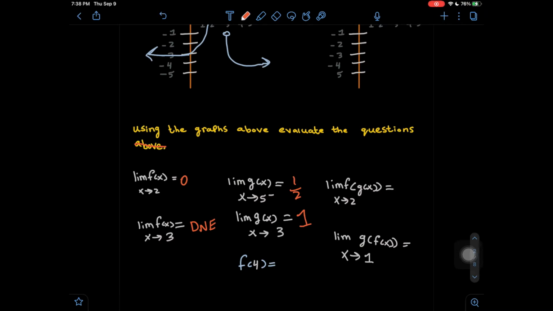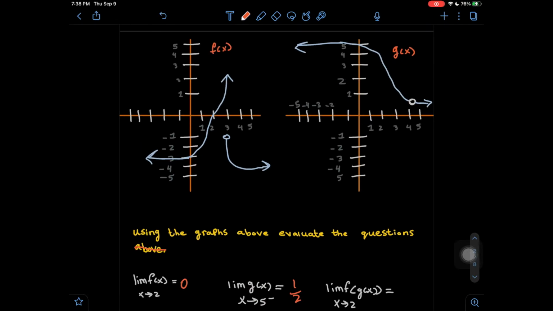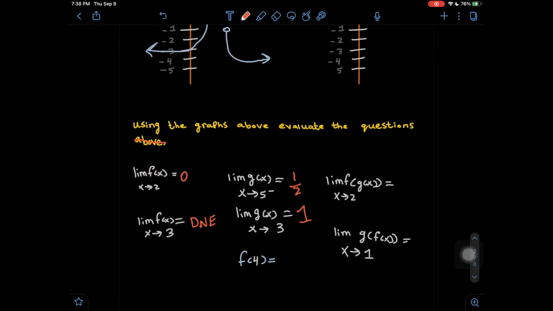And now, finally, for the graph of g of x, it's asking for f of 4. So we're just going to look at our 4 and see if there's any value that is filled in, a proper dot. Well, we can see that we only have an open circle, but we don't have any dot. So that means that there is no answer for f of 4.